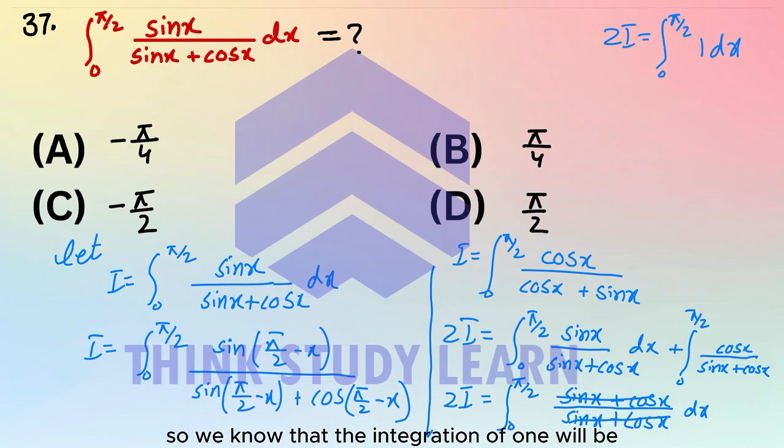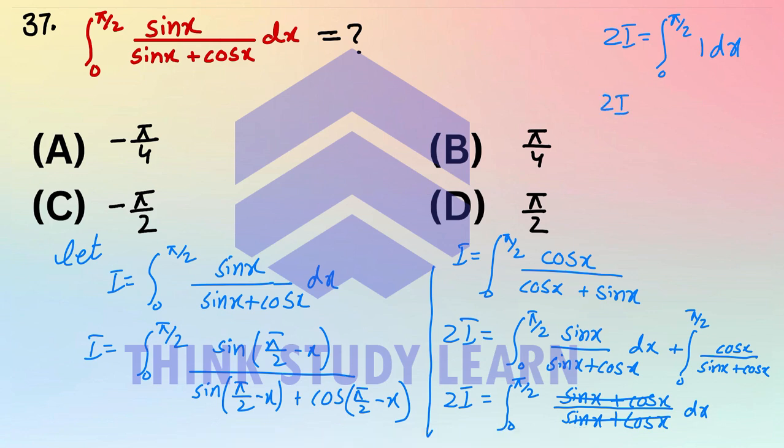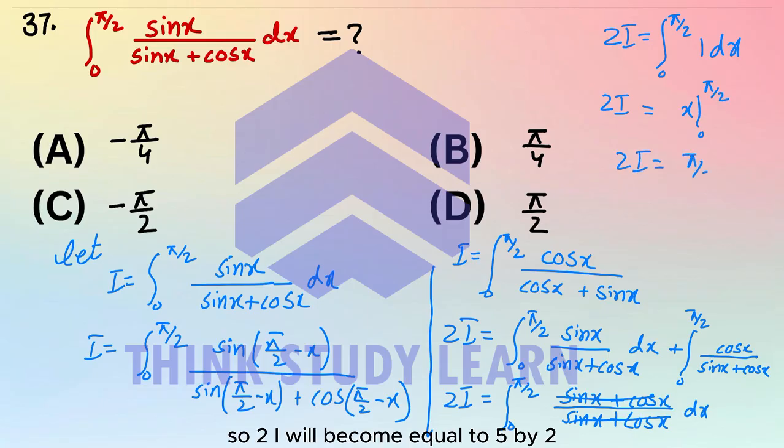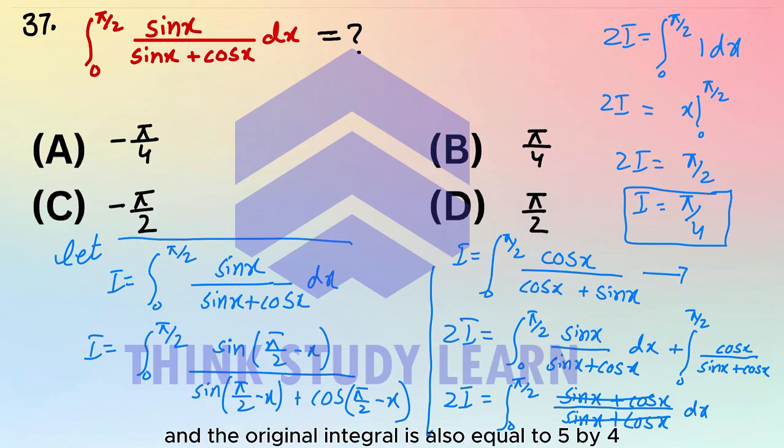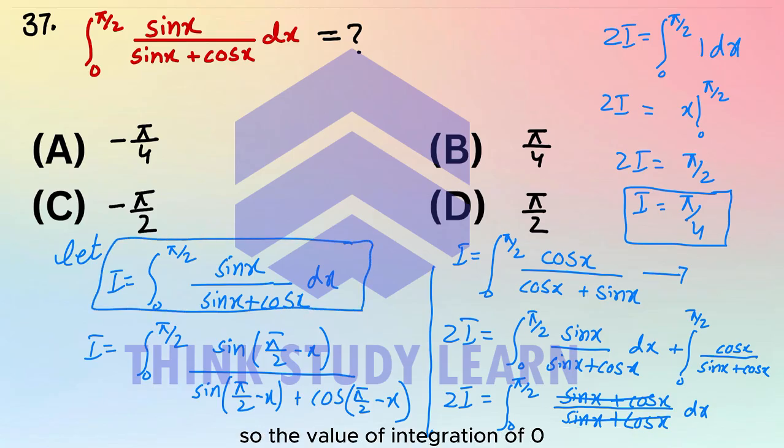of 1 dx. So we know that the integration of 1 will be x. Now we have to put limits. So 2I will become equal to pi by 2. This 2 will go to the right hand side and will be pi by 4. So each integral, the transformed integral is also equal to pi by 4, and the original integral is also equal to pi by 4. So the value of the integration from 0 to pi by 2 of sine x over sine x plus cos x dx is pi by 4. B option is the right answer.